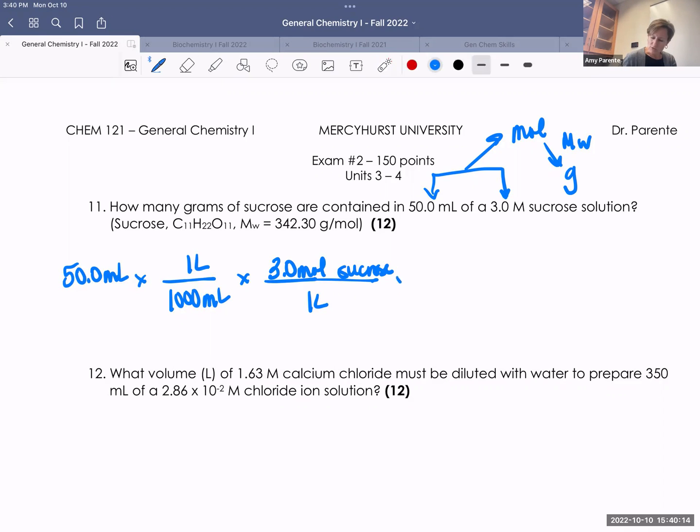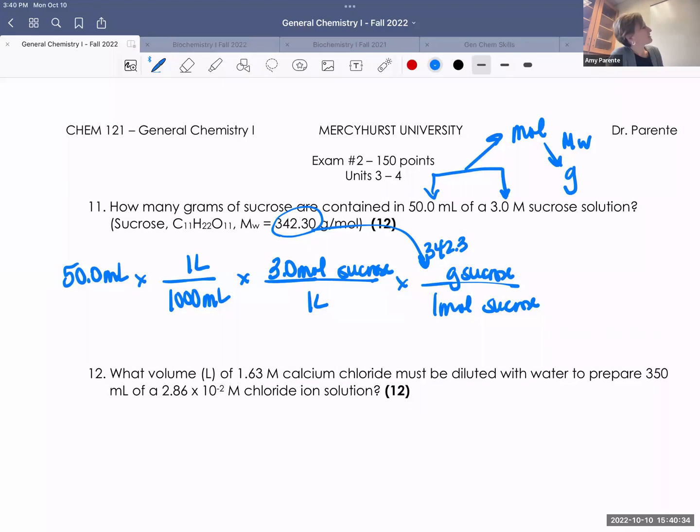And so I want moles of sucrose to go away, and I want grams of sucrose. That's where this number comes in, because I'm going to use the molecular weight. So it's going to be 342.3 grams of sucrose there. And then I've got just a unit conversion problem: 50 times 3 times 342.3 divided by 1,000. Okay, go through that math. With 2 significant figures, we're going to get 51 grams.